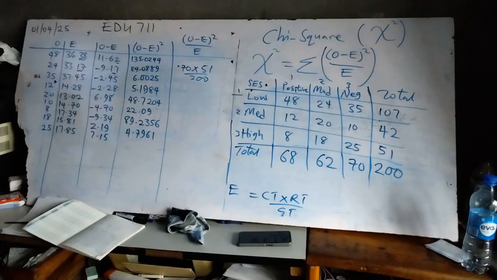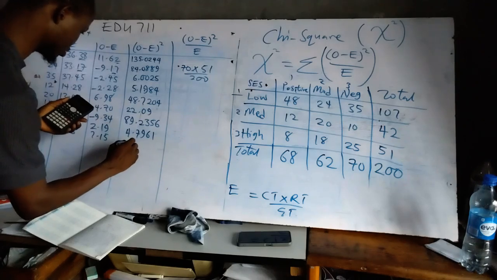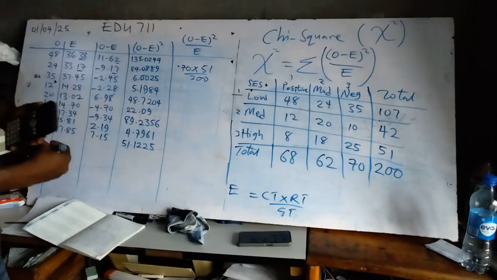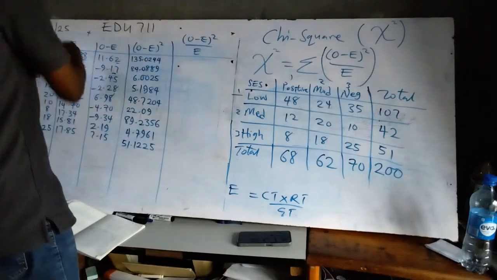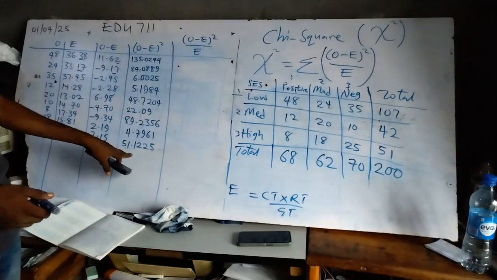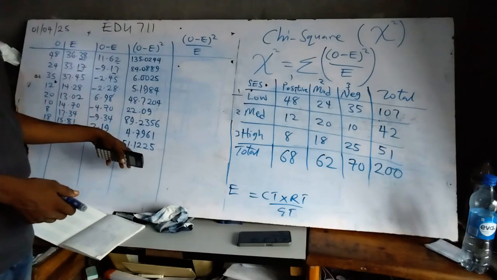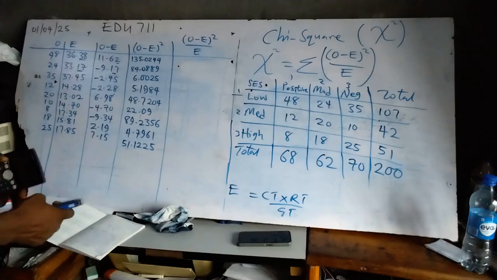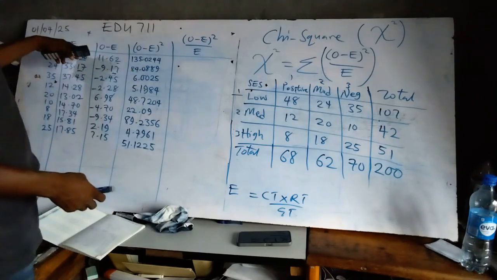7.15 squared is equal to 51.1225. So at this point, we divide this by E. So don't go and make the mistake and say you want to sum this and now divide by E, expected frequency, because the expected frequency here is not the same thing. So let's take note of that. So this is this divided by this.